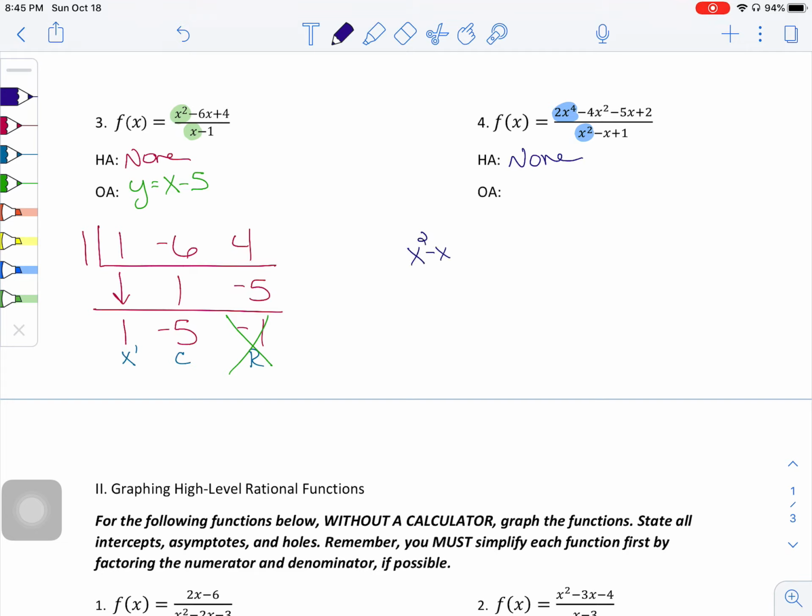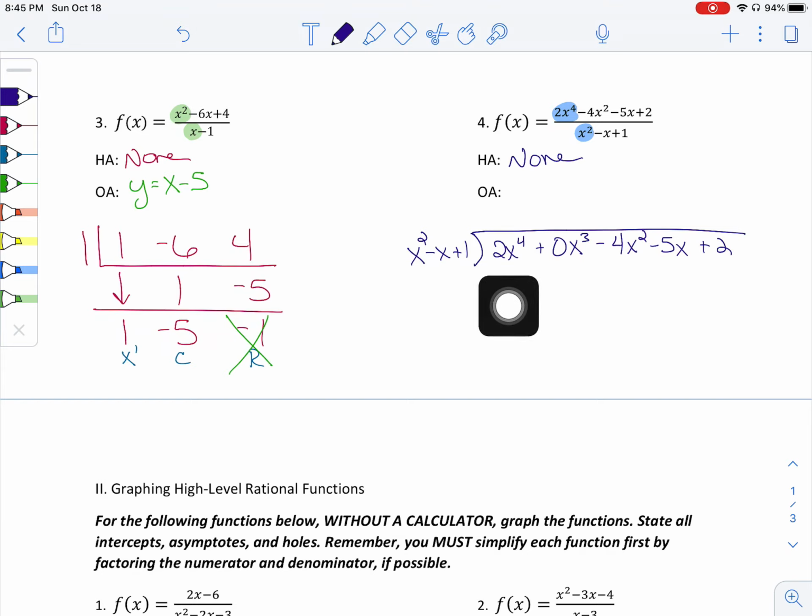x squared minus x plus 1, and I'm dividing into 2x to the 4th. I don't have an x cubed term, so I need a placeholder there, minus 4x squared, minus 5x plus 2. All right, do a quick check. So this is 4, 3, 2, 1, none. And now I'm going to start my actual process of dividing.